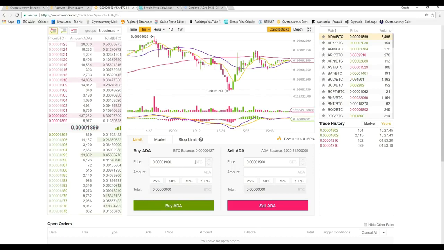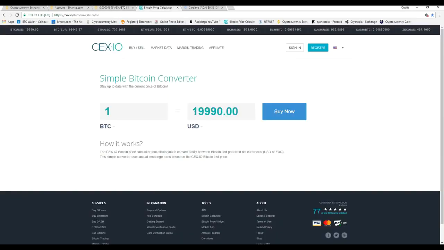Right here, this is going to be the Bitcoin value. Now you're going to be buying Cardano in the Bitcoin value, not in the dollar amount value. So you need to be able to understand the pricing of the currency you're looking at in Bitcoin. Now how I do this is I actually use this website. It's a Bitcoin price calculator, called cex.io. I will leave it in the description as well so you guys can easily access it. And I just pinned it to my bar up here so I can always have access to it.